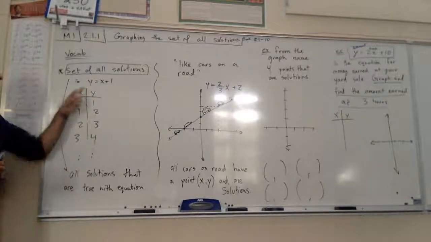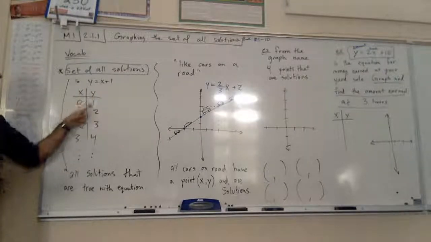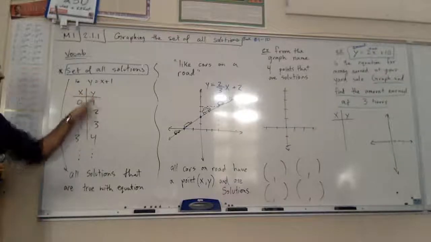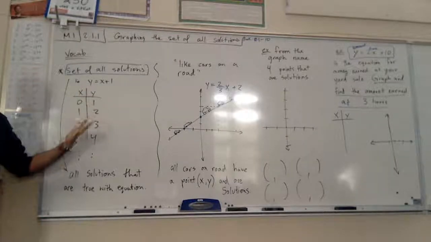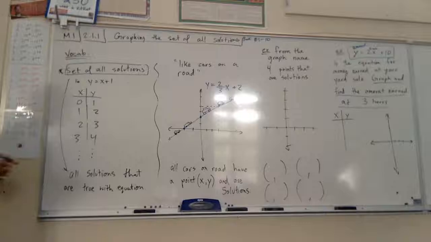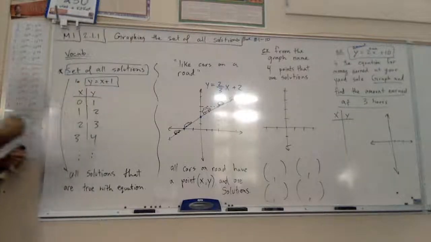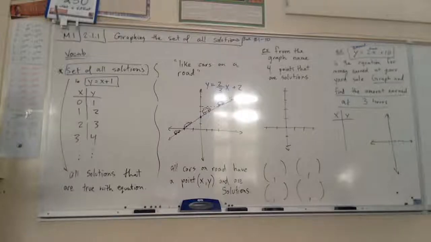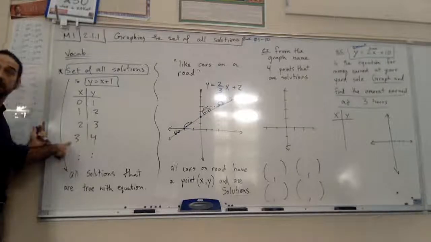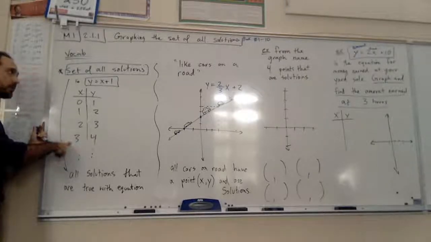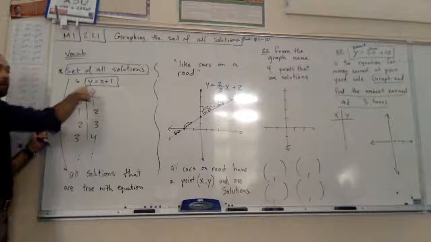We put in some x values for this. We get a y value. We put in an x value here, we get a y value. Okay? Set of solutions is just the solutions that work with that equation. Okay? So there's nothing really new. You guys have already found sets of solutions. You guys remember doing tables like this all last week? Those are the sets of solutions for the equation that you were given.